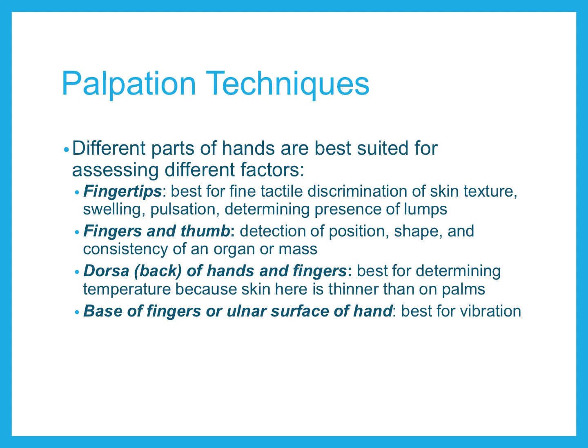So we'll use our fingertips to feel for skin texture, swelling, pulsing, any presence of lumps. We use our fingers and our thumb to detect position, shape, and consistency of organs and masses. Because the skin on the back of our hands is thinner than on the palms, we use the back of our hands to feel for temperature. That's the best way. And then the base of our fingers or the ulnar surface of the hand is best for vibration. So we will use that on the back when we are doing a lung assessment.